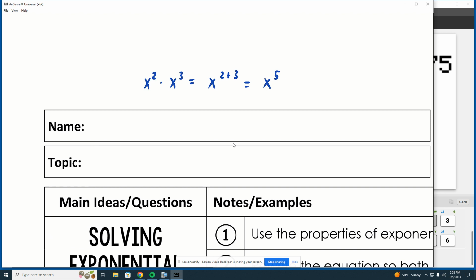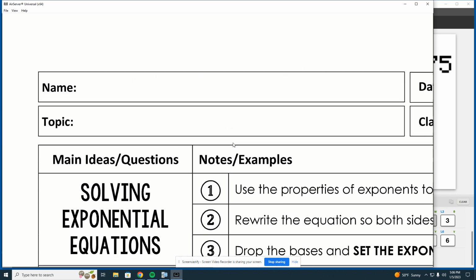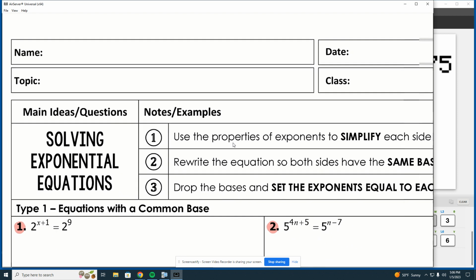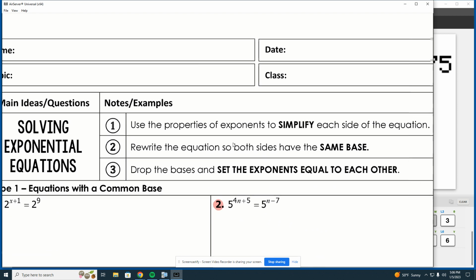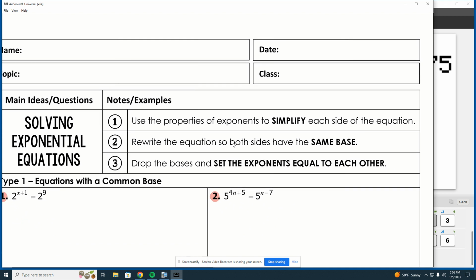I think you remember that. But if we're dividing, remember the rule? If I have x to the fifth divided by x to the second, your base stays the same, but you subtract. 5 minus 2 gives me x to the third. And then, of course, there's some other properties like the power to the power property, and we'll talk about those. But I'm trying to remind you guys of what those properties of exponents are. We're going to use those to simplify each side. Then, two, we're going to rewrite the equation to make sure that both sides have the same base.